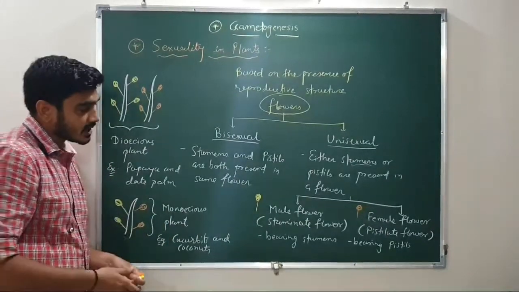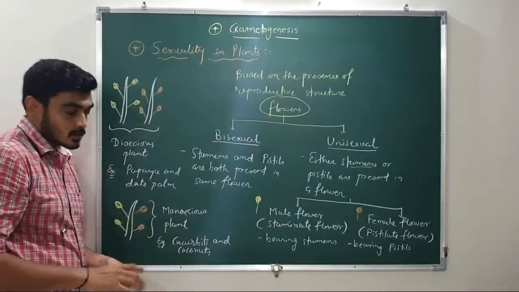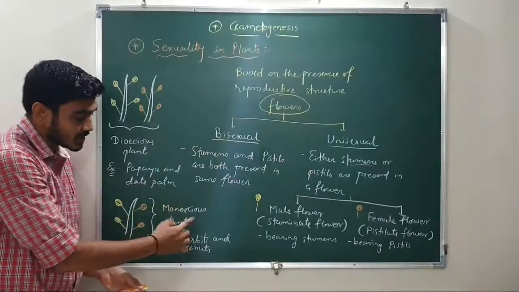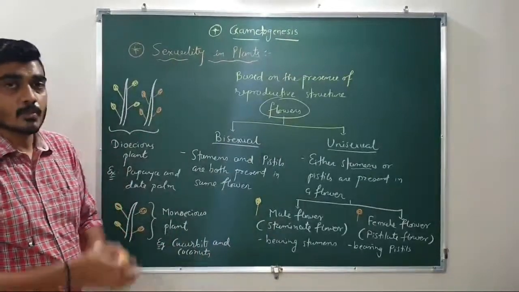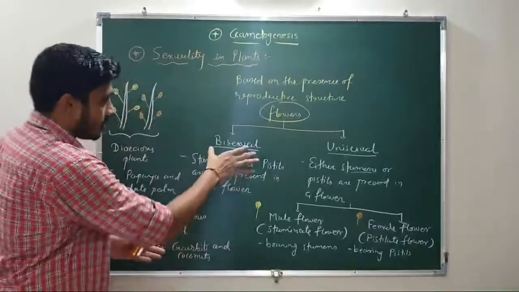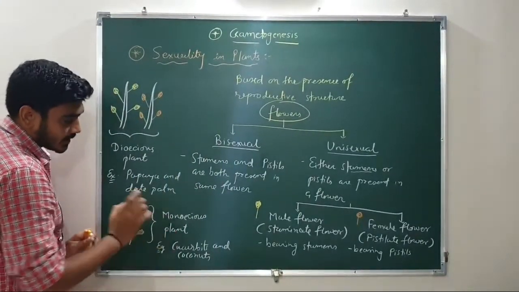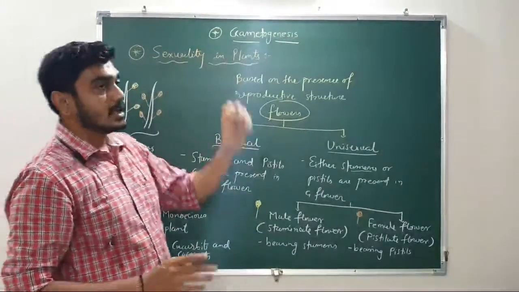So one question arises: if the plant bears bisexual flowers, then it is also known as a monoecious plant. Why? Because the bisexual condition means both types of gametes are produced by the same plant body, and if bisexual flowers are present in one plant, then that is known as a monoecious plant. So that is the first, sexuality in plants.